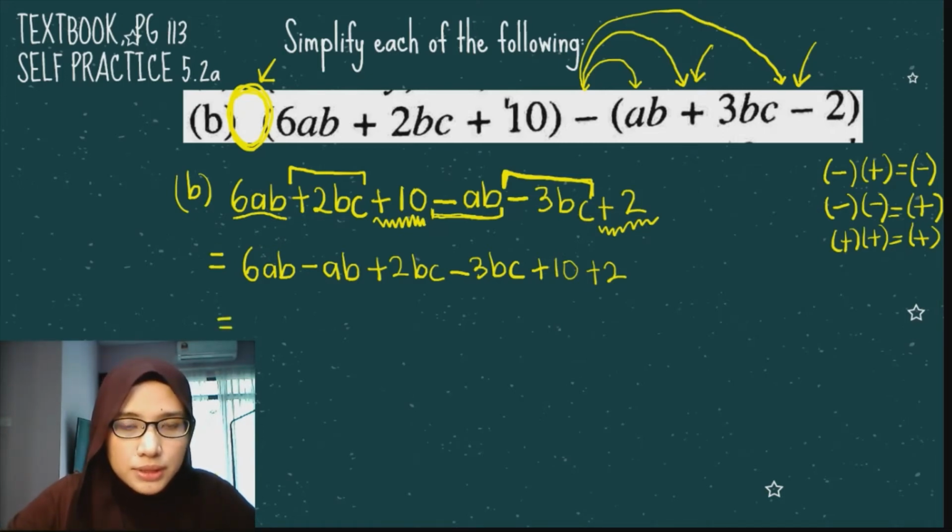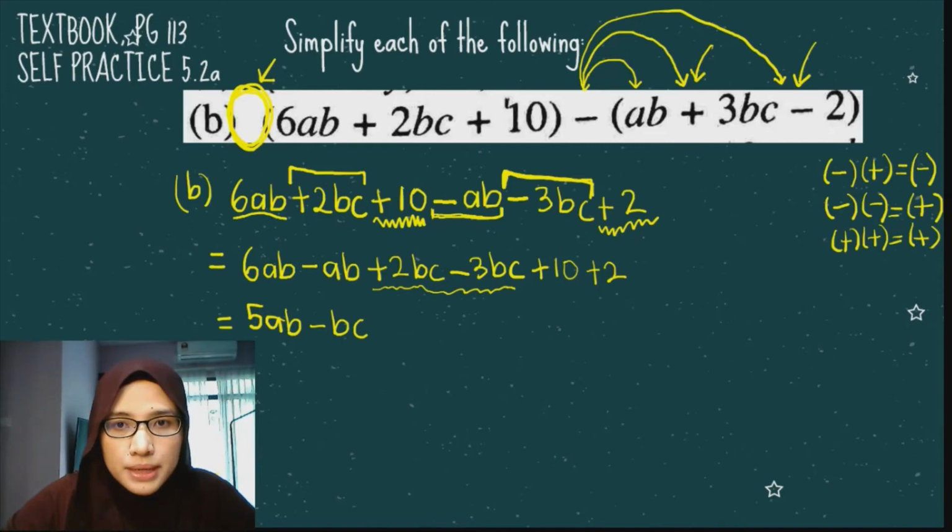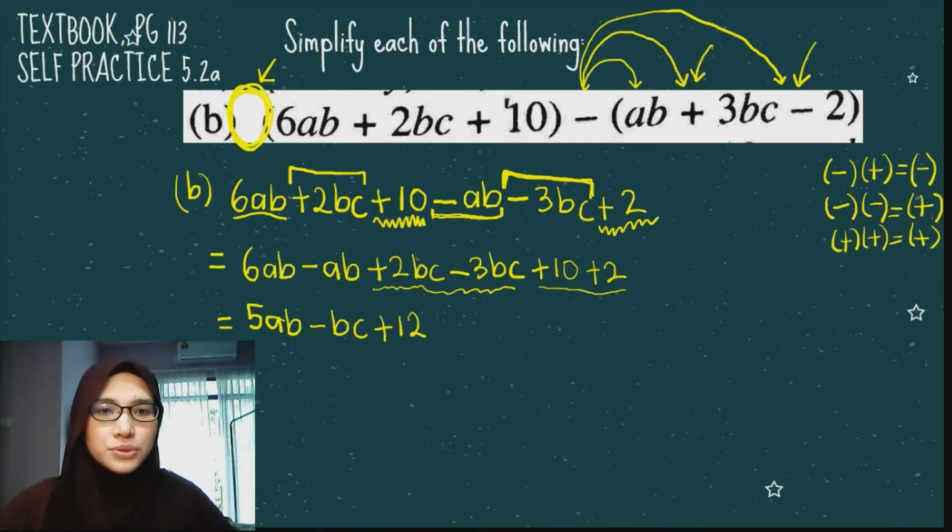So then our final step is calculating the like terms. 6ab minus ab, we have 5ab. Plus 2 minus 3bc, we have minus bc. Plus 10 plus 2, we have plus 12. So that's how you do your simplification when you have more than one algebraic term.